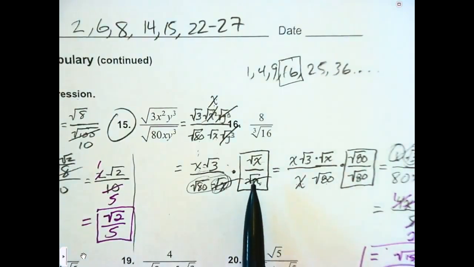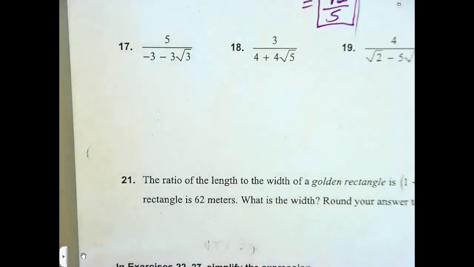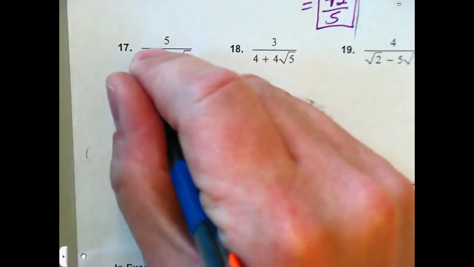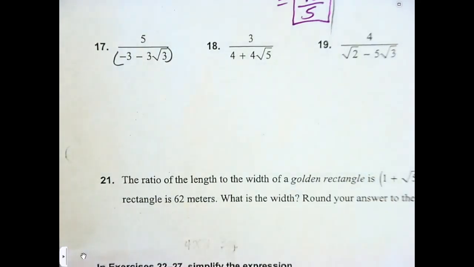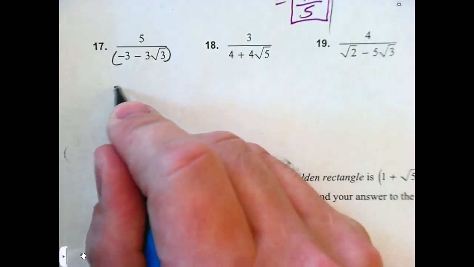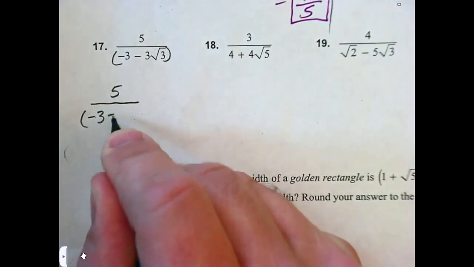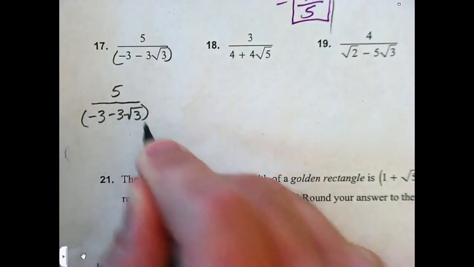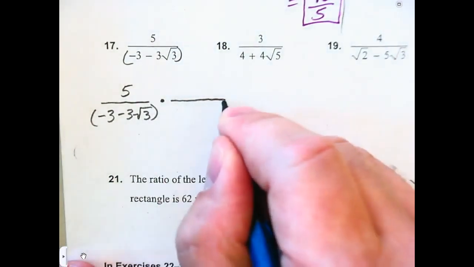Earlier today we said, hey, you just multiply by the root over the root. But that's when you don't have things being added and subtracted to it. This whole thing you can think of as a parenthesis set. If I want to get rid of that root, I multiply this whole thing by its conjugate. So I'm going to take the 5 over negative 3 minus 3 root 3, and I am going to multiply by 1, again, just like we did earlier. But that 1 is going to be in the form of its conjugate.